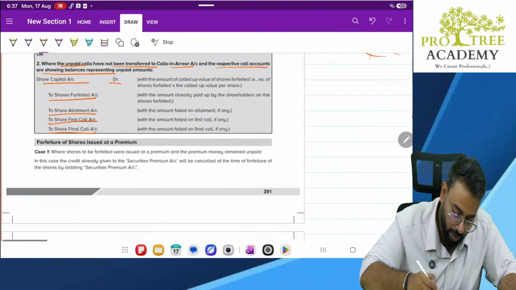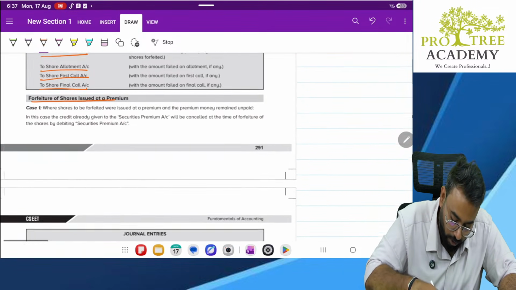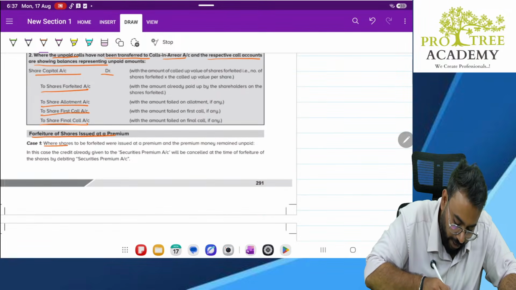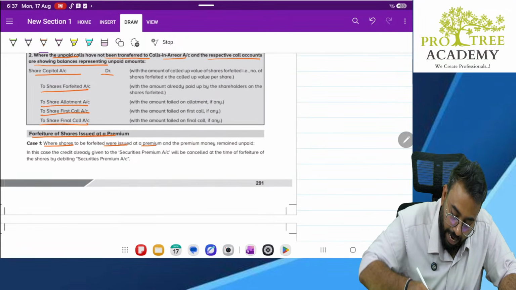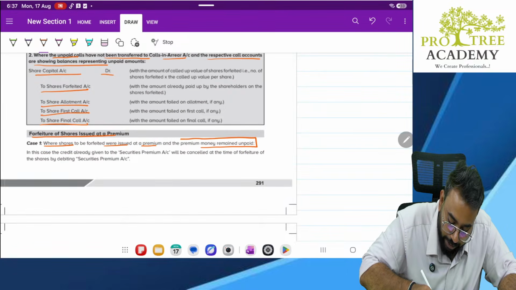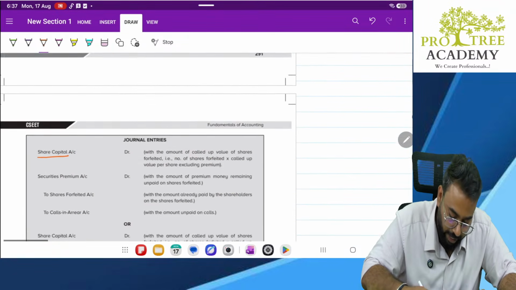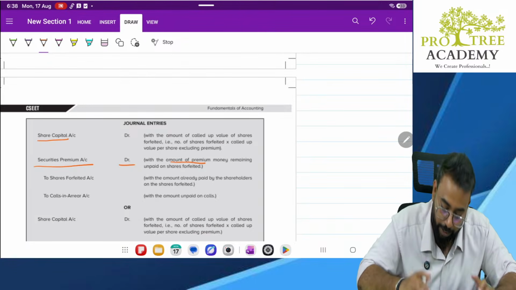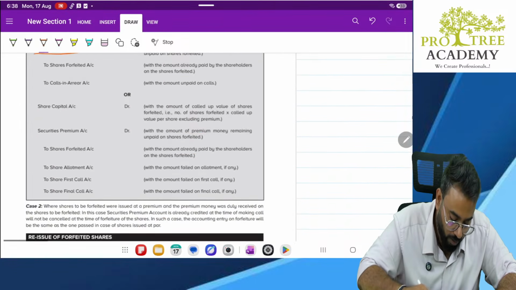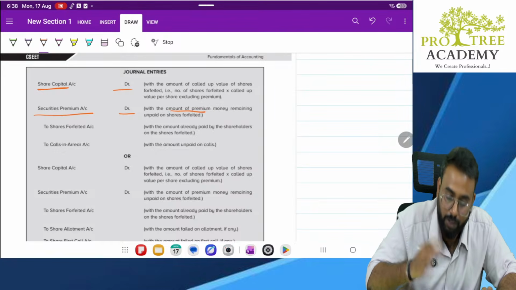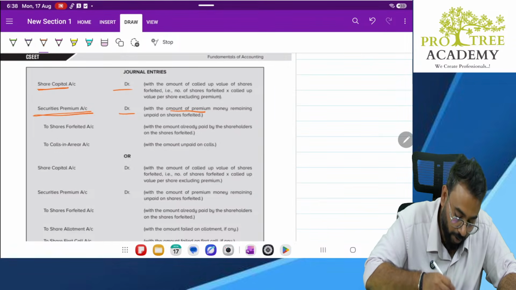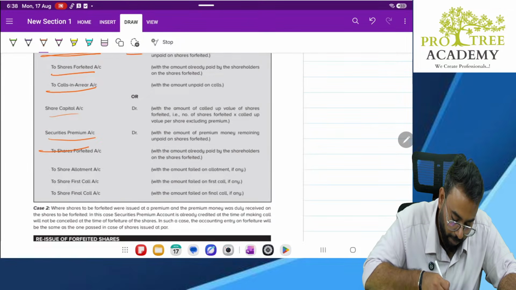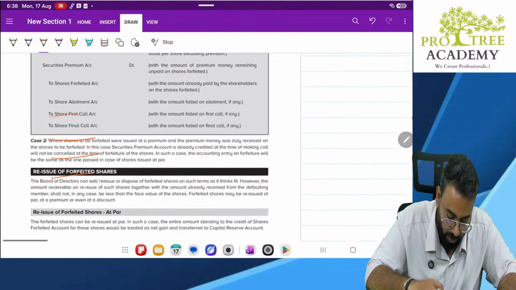Okay. Now forfeiture of shares issued at premium. Whenever you forfeit shares that were issued at a premium and the premium money remains unpaid, then the premium account should also be debited with the amount of premium money. Clear? Okay. So share capital account debit with whatever has been called, securities premium account debit, to share forfeited account, to calls in arrear, or to relevant call: first call, second call, third call.